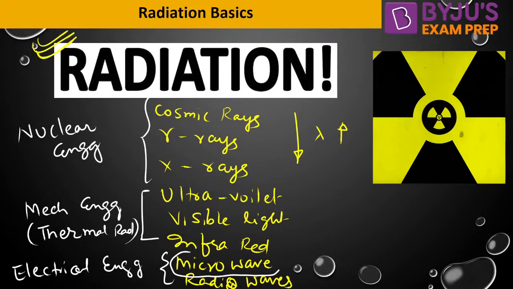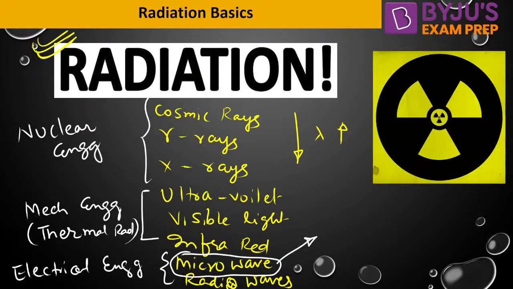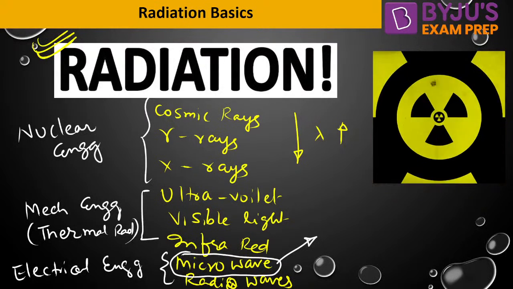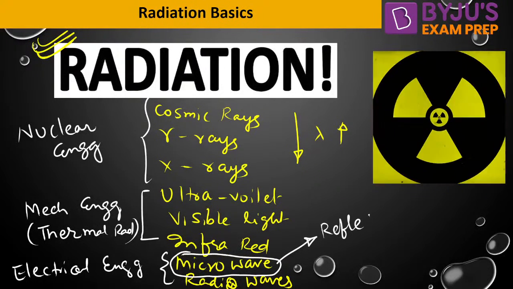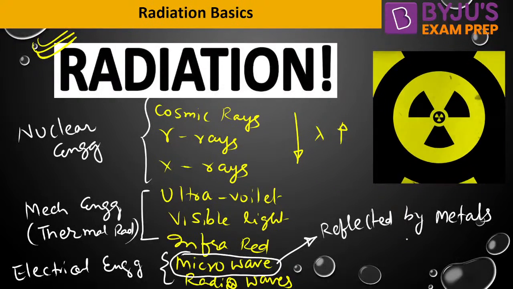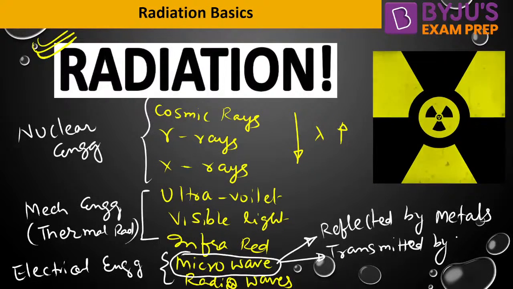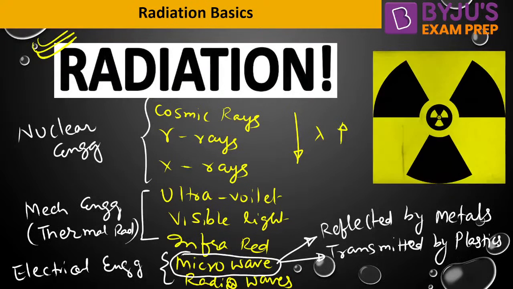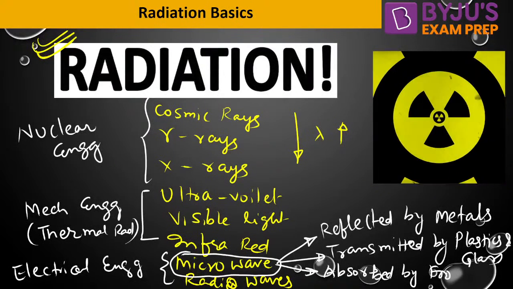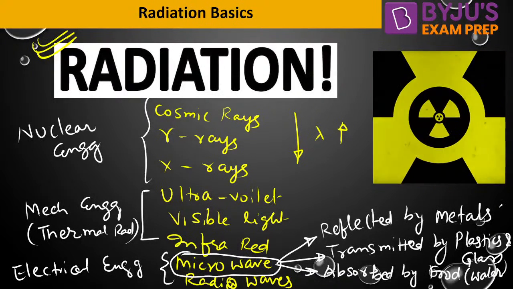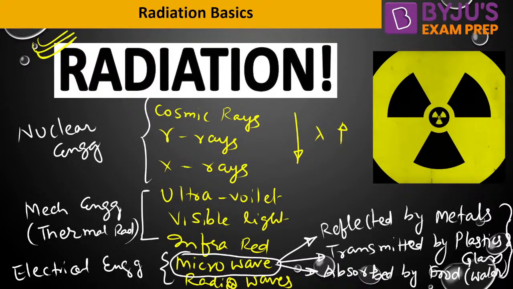So the microwaves which are generated in a microwave oven, as I told you, different electromagnetic waves show some specific properties at a particular wavelength. The microwaves are reflected by metals. They are transmitted by plastics and glass, and they are absorbed by food or water molecules. And because of these properties, they are used in cooking. Microwaves are used in cooking, right?